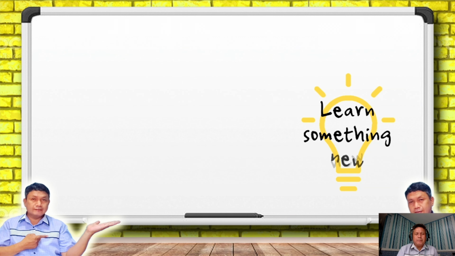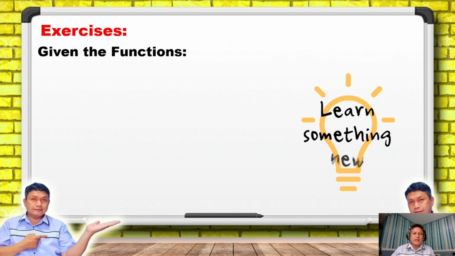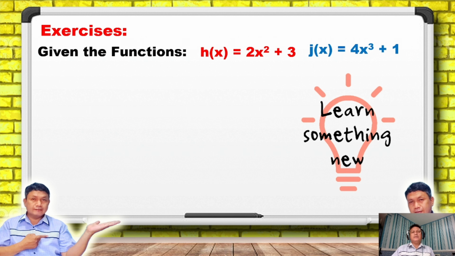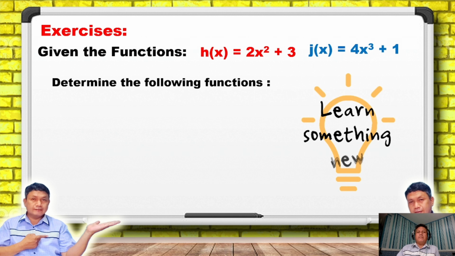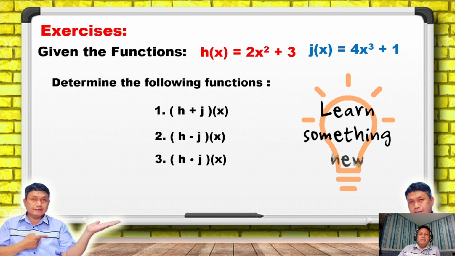Okay, to check kung talaga pong naintindihan po ninyo ang ating exercises, meron po akong hinanda ditong sasagutan ninyo. For our exercises, given the function, we have h of x is equal to 2x squared plus 3, while our j of x is equal to 4x cubed plus 1. Ang gagawin po natin is determine the following functions. Number 1, addition. Number 2 is subtraction. Number 3 is multiplication. And number 4 is division. Stop nyo muna ang video and try to solve. Okay, tingnan nyo kung tama ang magiging sagot.